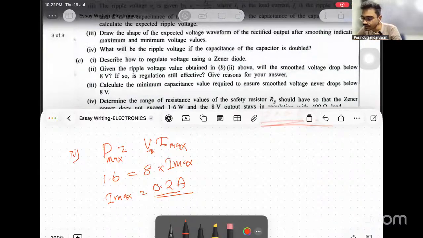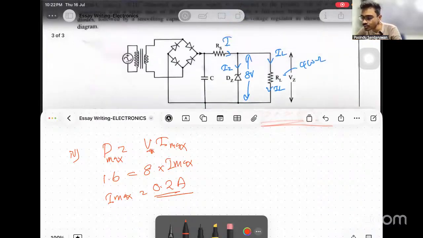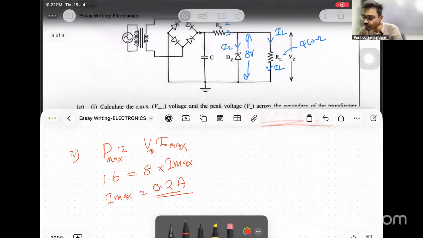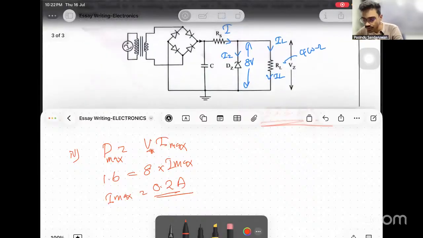Then through RS, do we know the current flow through RS? We know, because I is given by IC plus IL. So for the maximum current, the minimum resistance occurs.